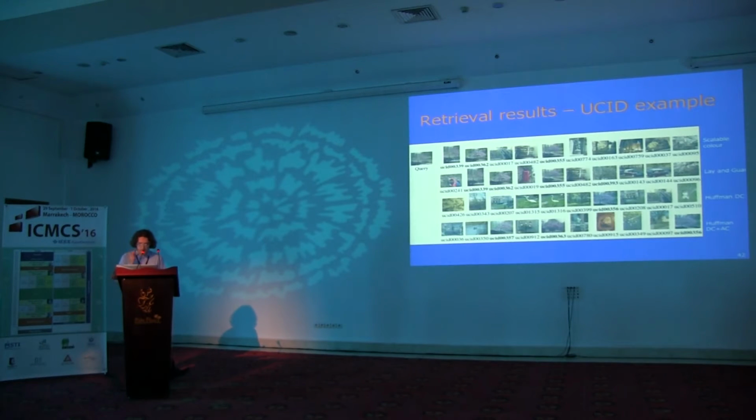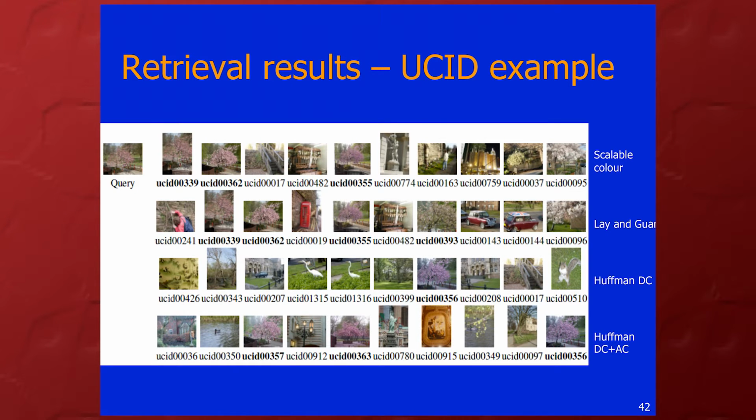I can show you one retrieval result. Here's a query image. Here's what we're getting from various techniques in terms of the top 10 retrieved images. This one is a pixel domain technique. This is a compressed domain technique. This is what you're getting from the Huffman tables based only on the DC data, and this is the combined method. And you can see that in the first couple of images, we get one match here, one match here, one match here, one match here. Fairly similar again to what we are obtaining from the other techniques.